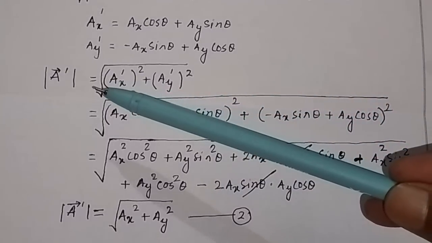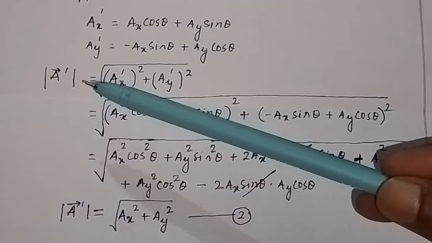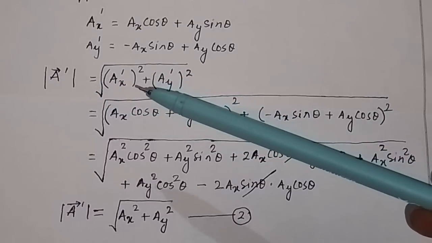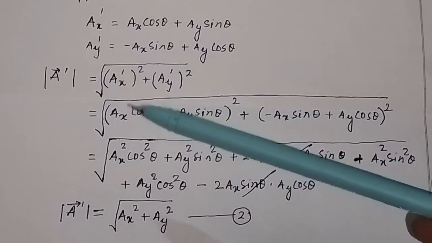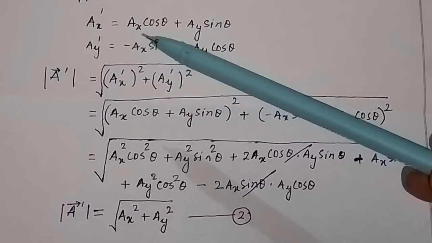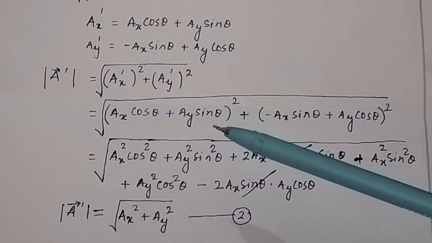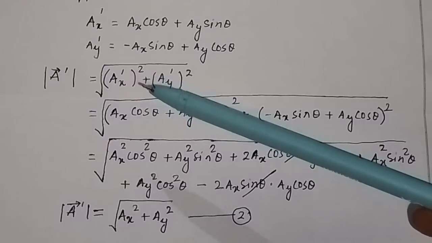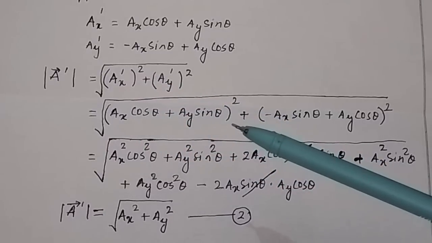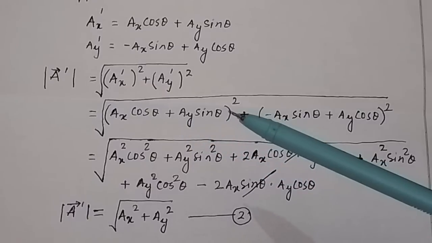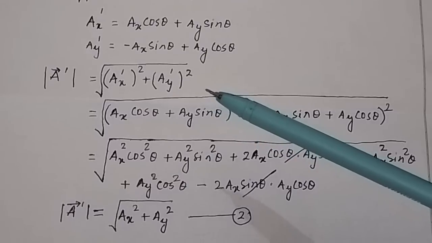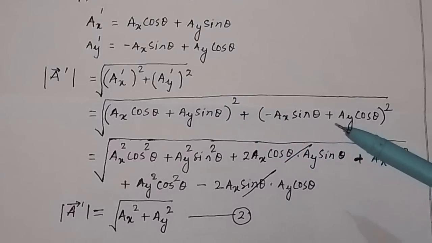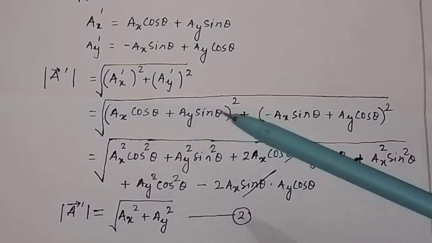The magnitude of the vector a prime will be equal to the square root of ax prime square plus ay prime square. ax prime is equal to ax cos theta plus ay sin theta, so ax prime square will be the whole square of ax cos theta plus ay sin theta. Similarly, for the y prime component, that will be equal to minus ax sin theta plus ay cos theta whole square. So this is simply (a plus b) whole square.